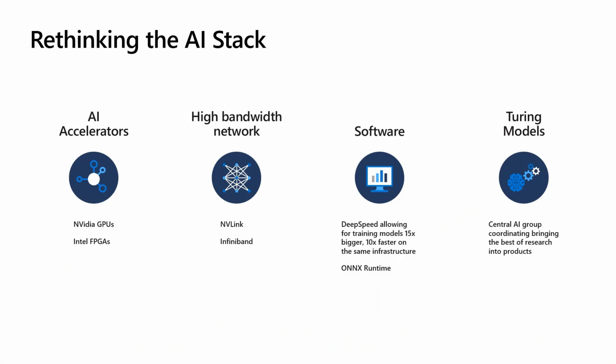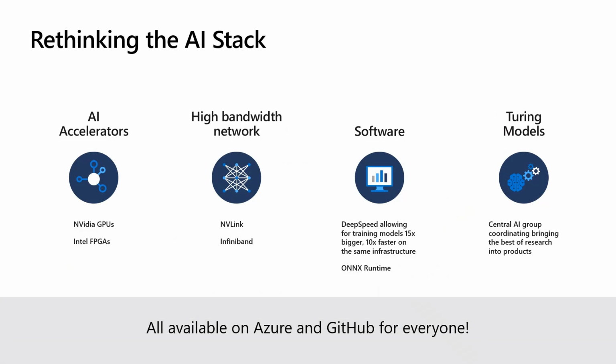And then the last thing was we had to create this central AI group, which would take the best of research and actually build and put it into products and train these centralized AI models. That family of models is what we're calling the Turing models. And all of this is available on Azure and GitHub. So the hardware itself, it's all on Azure. The software, it's on GitHub. And very soon we're going to open source the Turing models on GitHub so that you guys can leverage the model yourself.